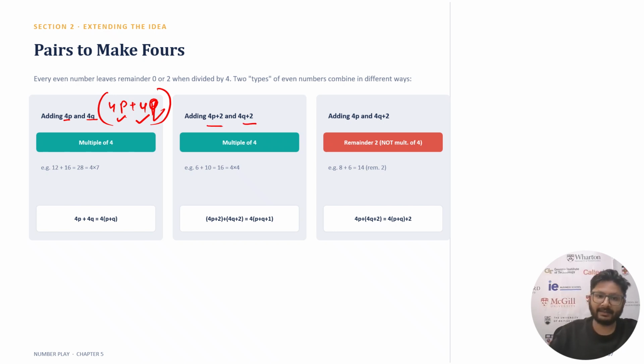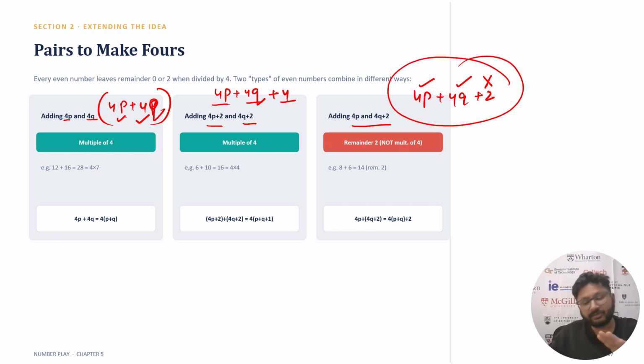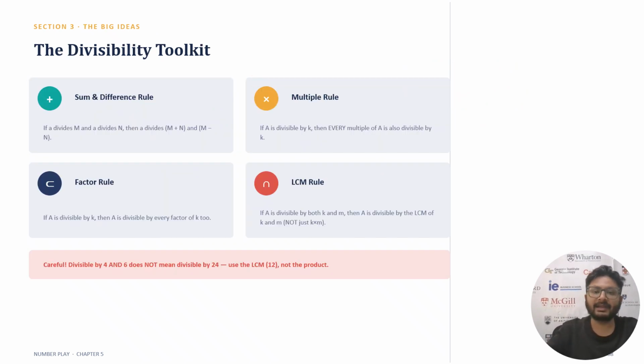So if I add these two, 4p plus 4q plus 2 plus 2, that is 4. All of them are divisible by 4, so the entire number is divisible by 4. Same goes for this one, 4p plus 4q plus 2. Divisible by 4, divisible by 4, not divisible by 4. So this entire number is not divisible by 4. This is how you will see whether a number is a multiple of 4, a multiple of 3, and so on. Okay. Moving on to the divisibility part.